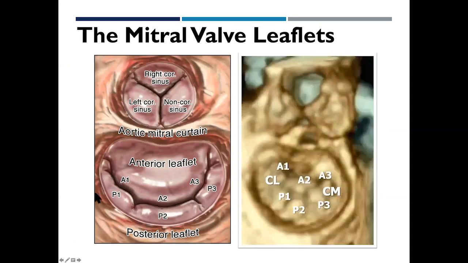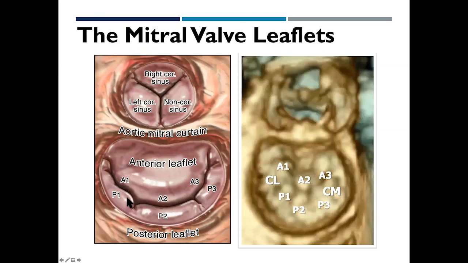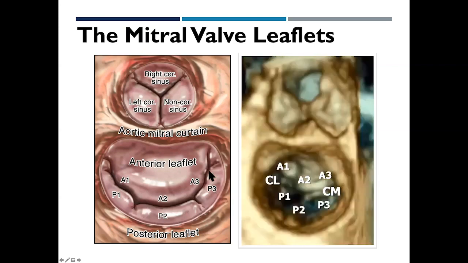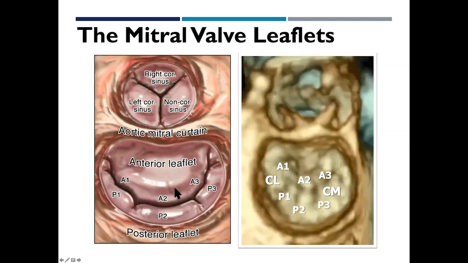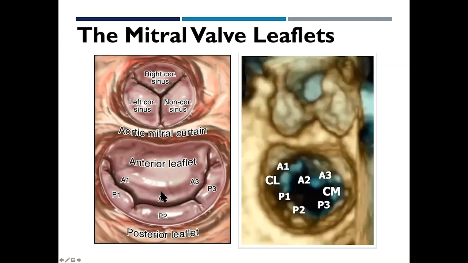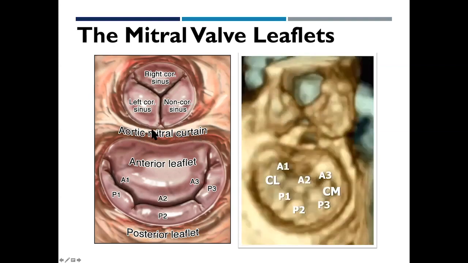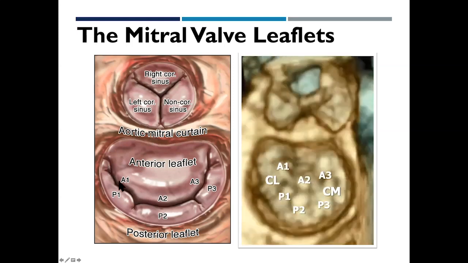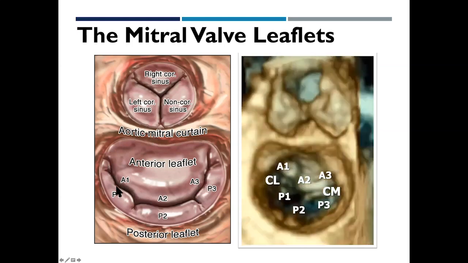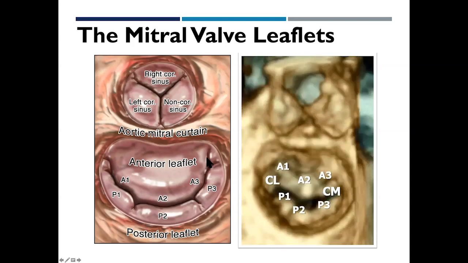Now the posterior leaflet is divided up into scallops, P1, P2, P3. The anterior leaflet does not really have scallops. However, it is named according to the adjacent posterior leaflet. So we have A1, A2, and A3. This is the aortic mitral curtain, and this is the coaptation of the two leaflets with the commissures at the sides here.